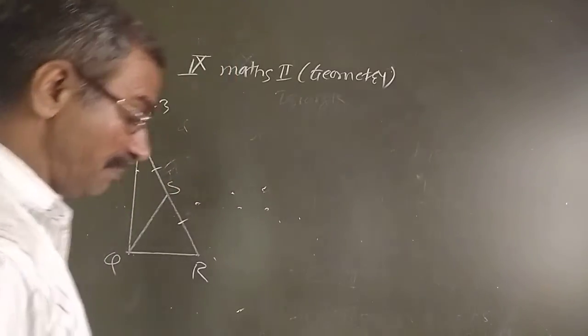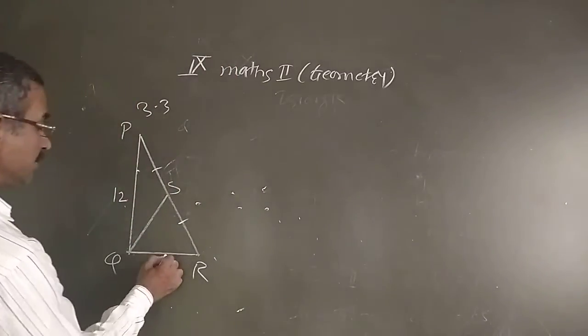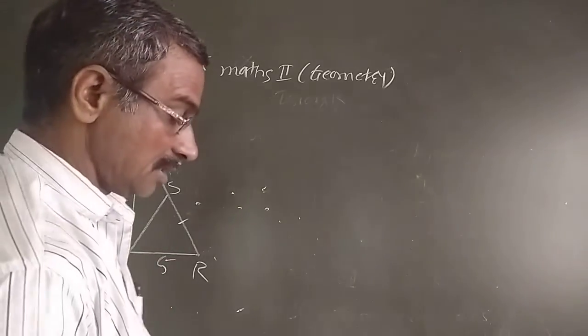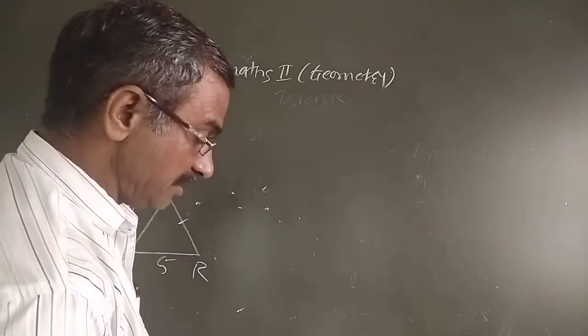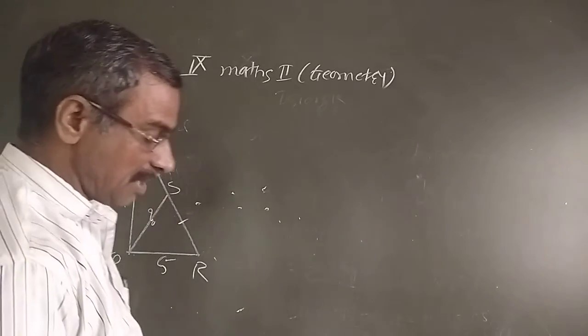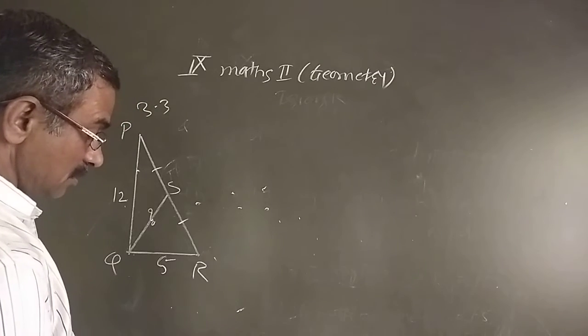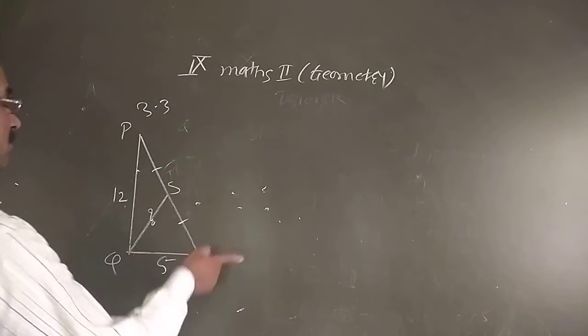PQ is given as 12 and QR is given as 5. Find the length of the QS. That is the question, and we only need the length of the QS.